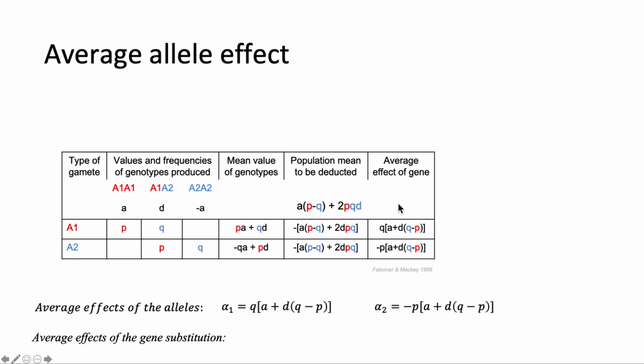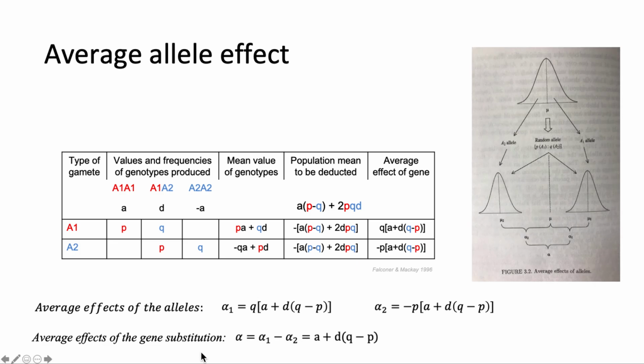But I don't want to make your life so complicated, so we're going to use more the average effect of the gene substitution. And that gene substitution effect is the difference between alpha 1 and alpha 2, the effect of the other allele, and that is equal to the additive effect plus the dominance deviation times the difference between Q and P.